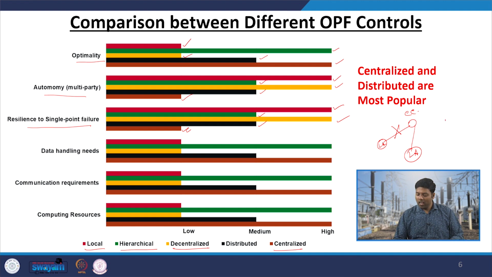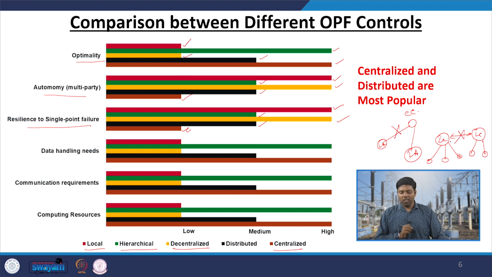That means, what is distributed? You have local controllers here, you have local agents here, and then they are communicating with each other. So, let us say this communication fails. If this communication fails, still it can operate the system in a decentralized manner. Still your system will operate, it will not collapse, right.